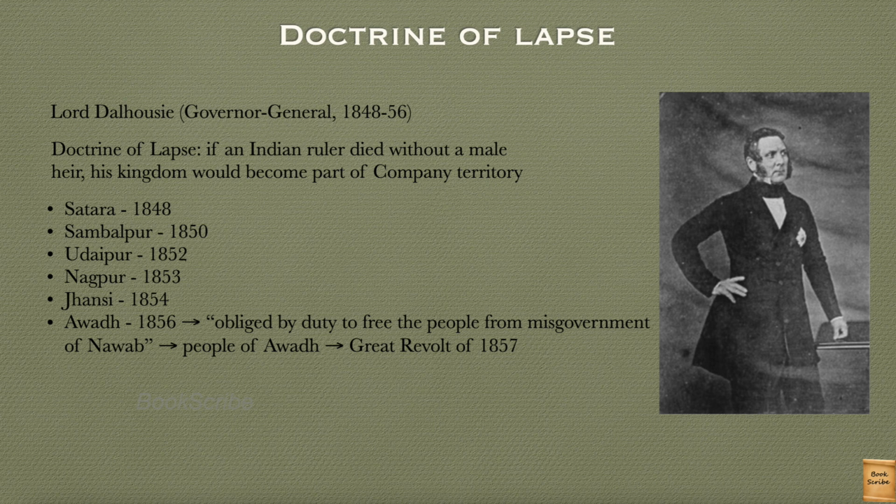Using this policy, they annexed kingdoms such as Satara in 1848, Sambalpur in 1850, Udaipur in 1852, Nagpur in 1853, and also Jhansi in 1854. And finally, in 1856, Awadh was also annexed by the company, and the reason they gave cannot be accepted if you look at what they said. They said they were obliged by duty to free the people of Awadh from the misgovernment of the Nawab. They said the Nawab was not governing properly, so it was a duty to free the people from the Nawab.